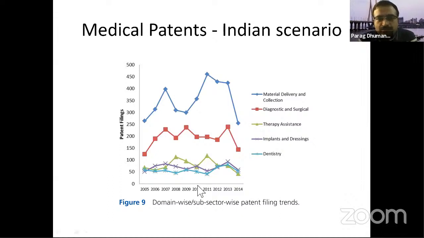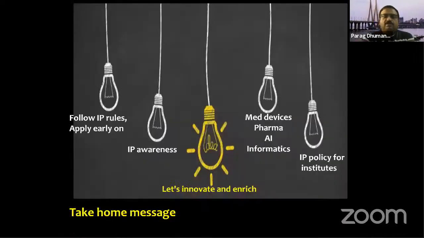These are more for the academic. So this brings to the end of my topic. So this is the take-home message. Let's innovate and enrich. It's nice to have IP awareness, intellectual property awareness from early on. Even the child as young as 4 or 5 years can apply for a patent.